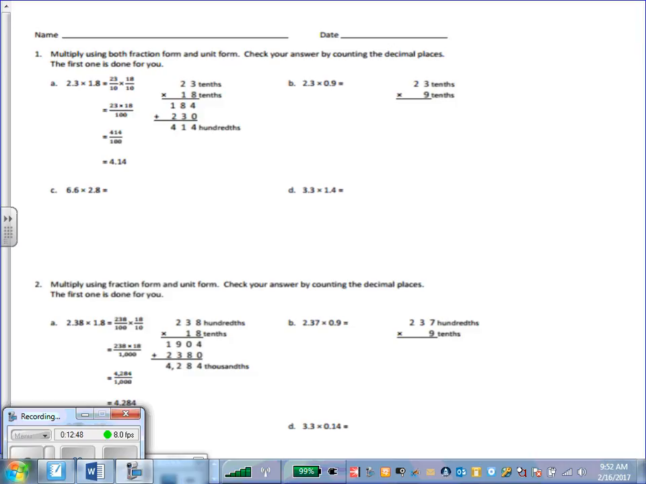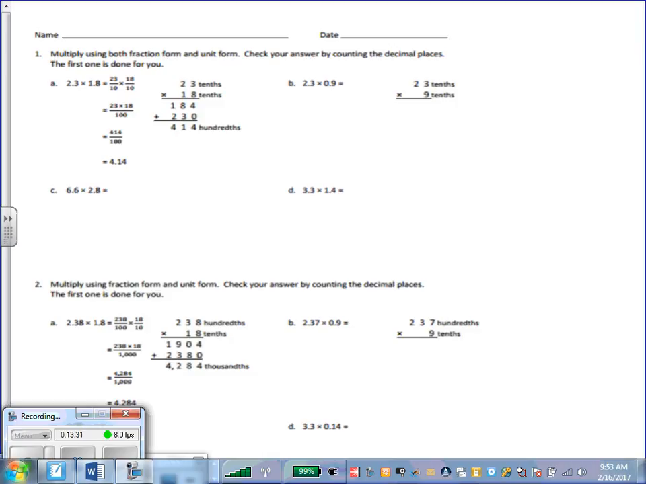Then it says, check your answer by counting the decimal places. The first one is done for you. So I'm going to show you how I want you to do it. Before you start arguing with me and interrupting me, just let me show you what I mean. I don't like doing it with a unit form. With the fraction form, I really don't think it's that bad. It's not my favorite method, but it's just showing you another way to solve it.